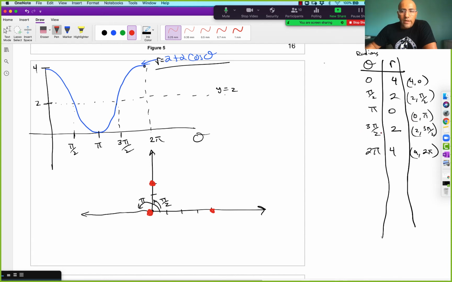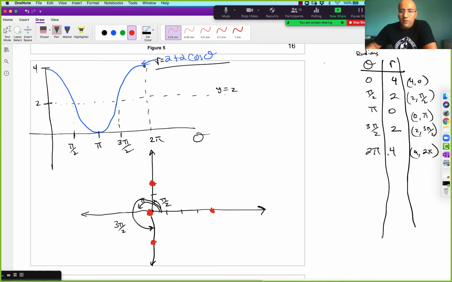Good. When I go 3 pi over 2, that's going to be way down here. I create a ray down here. So this guy goes from there and goes all the way over there. That's going to be 3 pi over 2. Then I want to travel 2 units in that direction. So 1 unit, 2 units. So that leads me to somewhere over there, 2 units.